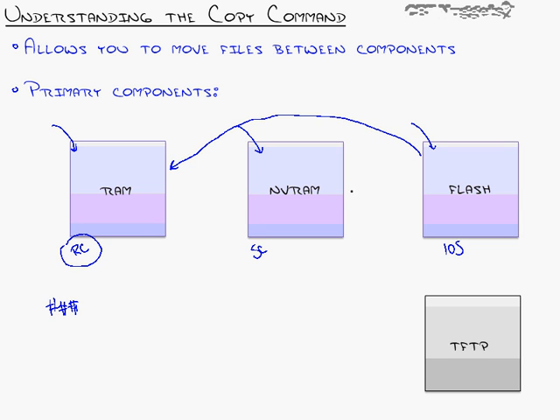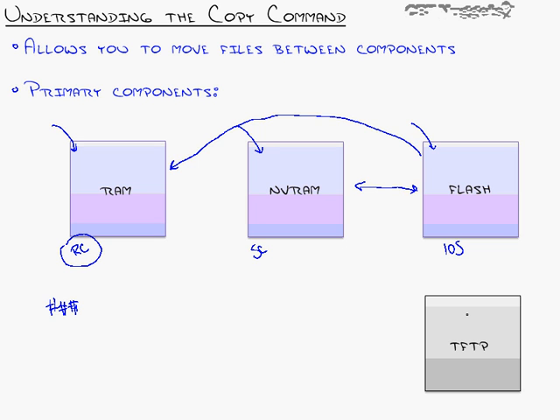Because flash, just like NVRAM, keeps things when the power goes off, but it's nowhere near as fast as the RAM is. Get that? Flash is nowhere near as fast as RAM. So those are the memory pieces inside of our Cisco device.